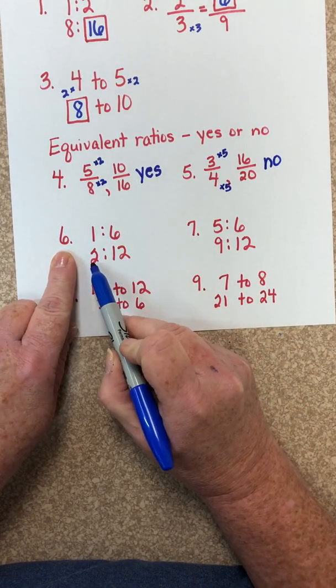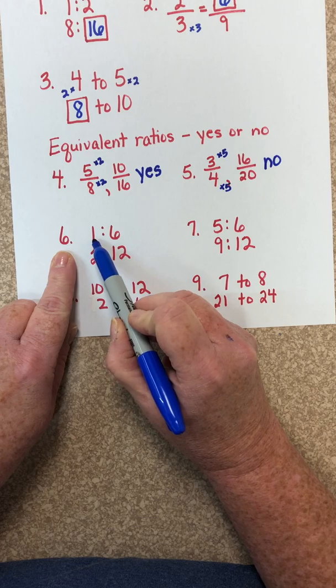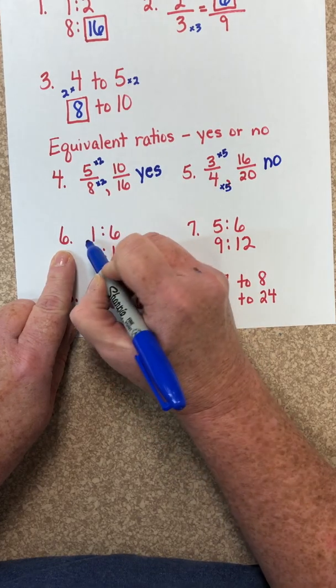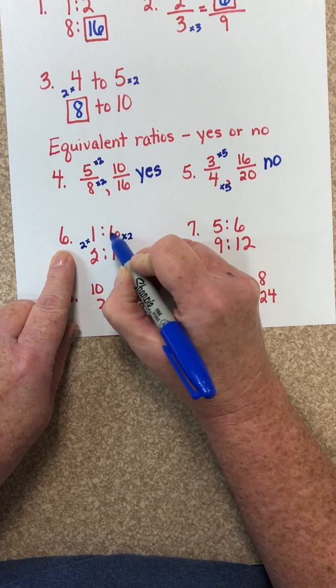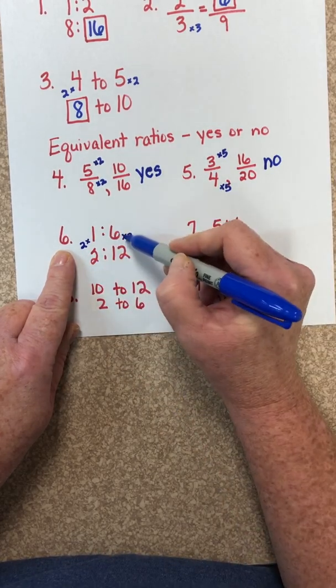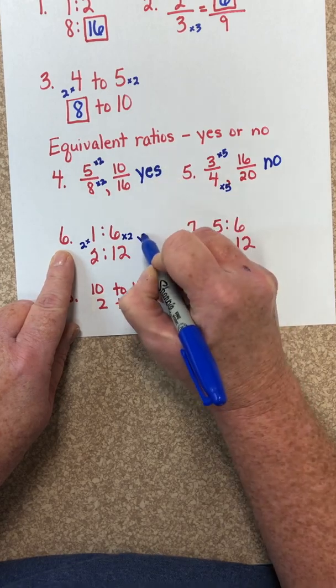Okay, let's look at number 6. 1 to 6 and 2 to 12. So 1, what do I do to 1 to get to a 2? I could times by 2. So 6 times 2, I have to do the same thing to the 6 that I did to the 1. 6 times 2 is 12. Yep, that works. That's a yes.